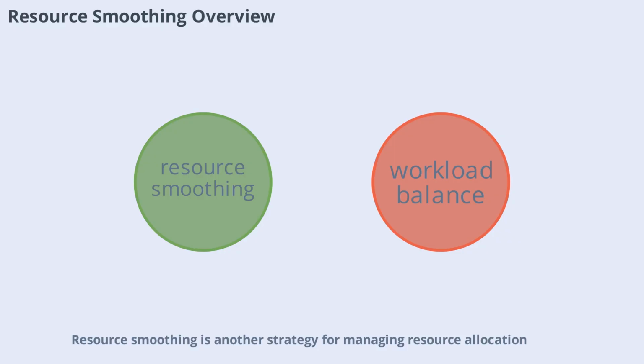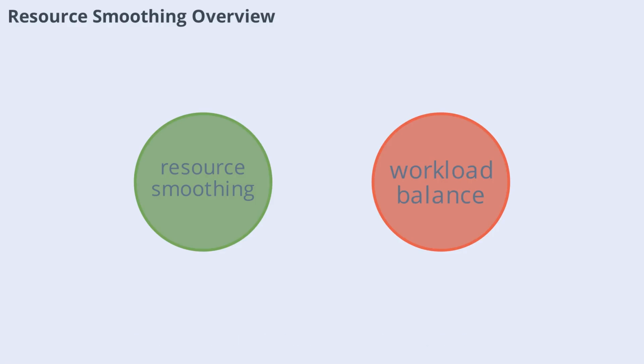Resource smoothing is another strategy for managing resource allocation. Unlike leveling, smoothing does not change the project's end date. Instead, it adjusts the allocation of resources within the existing schedule to avoid peaks in demand. This helps maintain a balanced workload and reduces the risk of burnout. Resource smoothing is ideal when deadlines are fixed, but you still want to optimize resource usage.